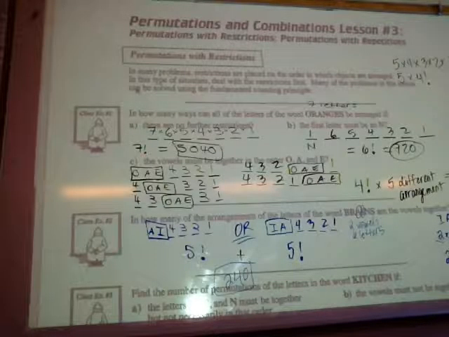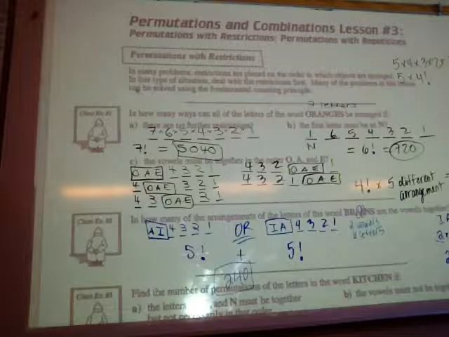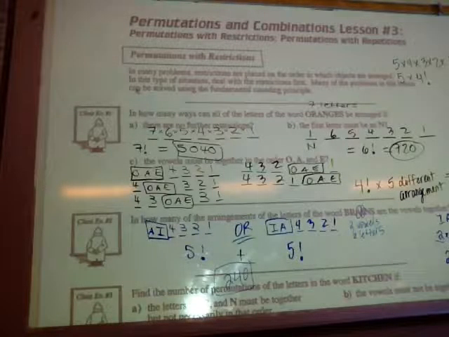What do you get? 48. Let me do it again. Okay, hold on. No, you should get 48. What did I do wrong? 2 factorial.